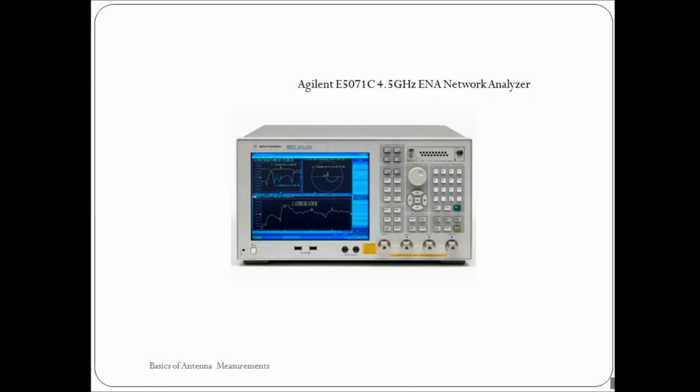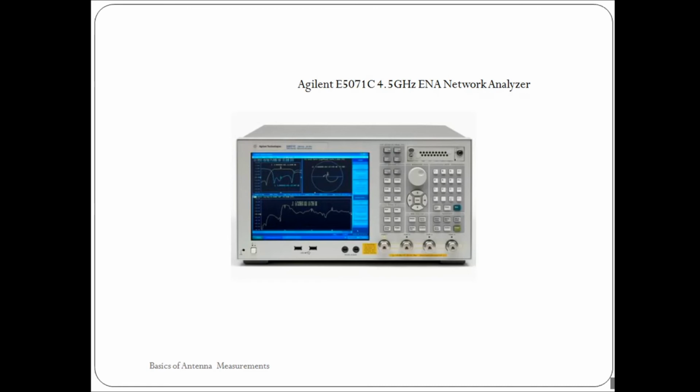What is its return loss? What is the standing wave ratio? What is the phase measurement and all? So S11 we can measure, standing wave ratio we can measure, then phase measurement we can measure with the help of the network analyzer.